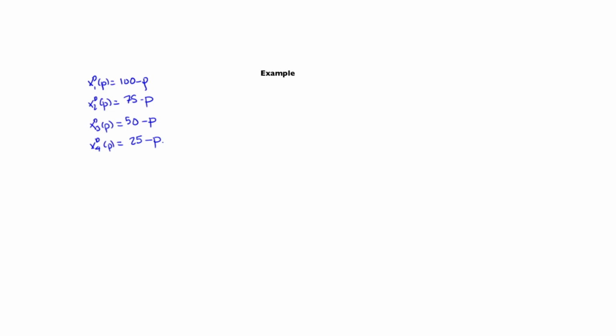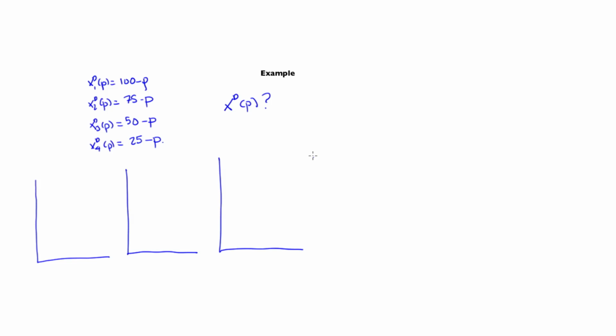Let's do a concrete example to practice how to compute the aggregate demand function. Look at a simple market in which there are 4 consumers that have the individual demand functions given by those 4 equations. Let's ask what the aggregate demand for the market is. We can do this again using our notion of horizontal addition of demands. Let's draw the 4 consumers that we're going to add, and then draw the market demand.